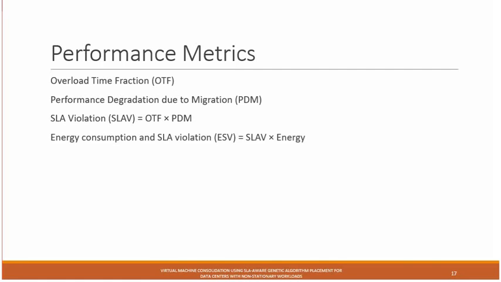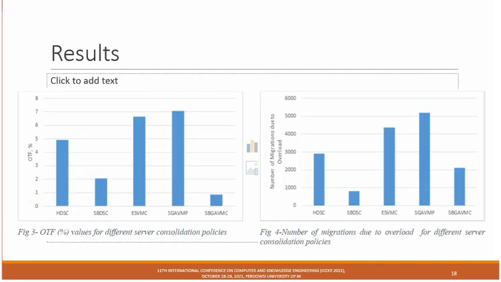Main performance metrics are OTF, SLAV, and ESV, which are explained in the paper. Results show that our proposed algorithm outperforms the benchmark solutions in the OTF metric. This proves the validity of our solution in reducing SLA violations. It is also seen that our approach has an acceptable number of migrations when compared with benchmark algorithms.